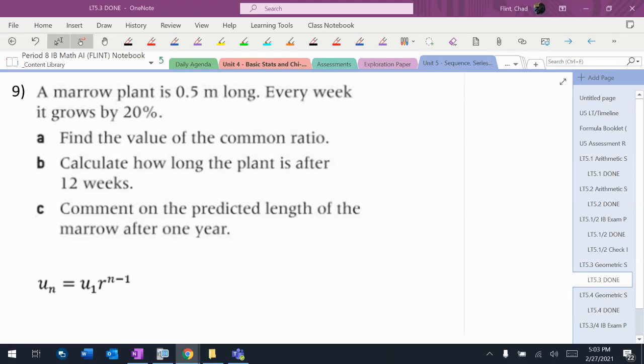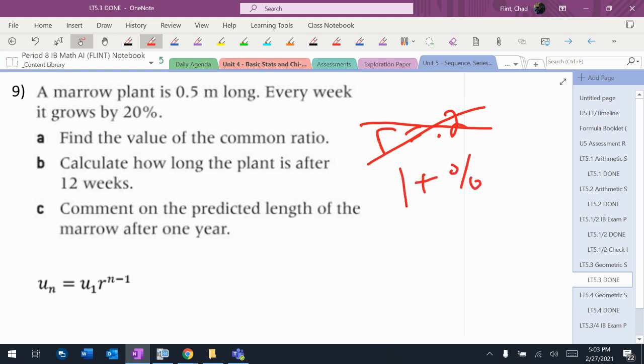Okay, percents. These are important, because this is how interest works, and this is one of the things we want to look at. It says a marrow plant is 0.5 meters long. Every week it grows by 20%. What you have to do with these is the R is not 0.2 for 20%. That's not true. If it's getting larger, it's going to be 1 plus the percent. If it's getting smaller, it's going to be 1 minus the percent.